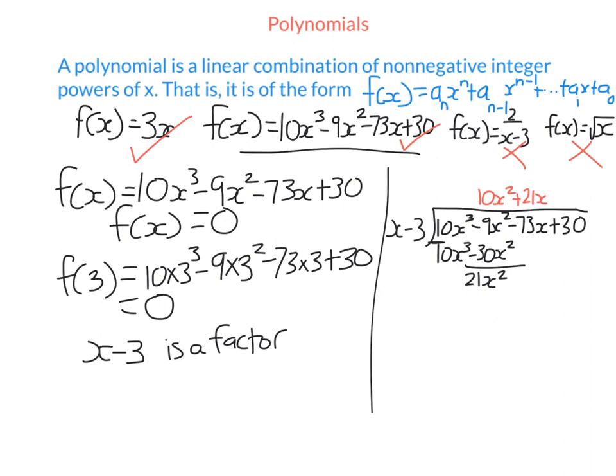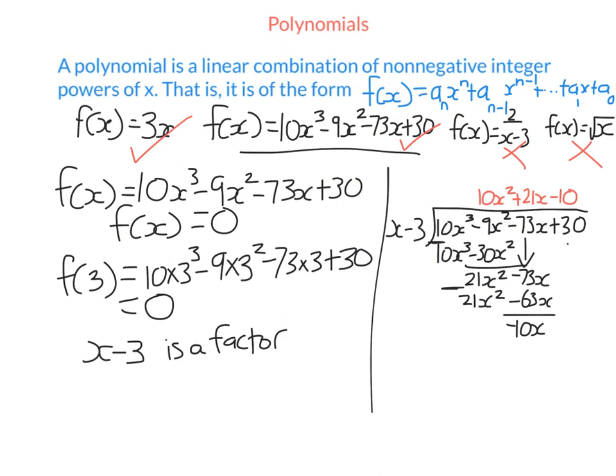Now we repeat the process. When we put something up here, we times by the linear factor. So what we're going to do is bring down this minus 73x to compare it. We go 21x times x is 21x squared. And then we go 21x times minus 3 is minus 63x. We calculate the remainder by subtracting. Minus 73x minus 63x just gives us minus 10x. So minus 10x divided by x, we get minus 10.